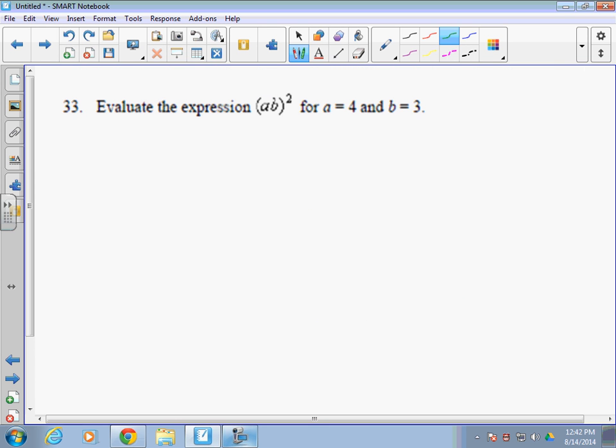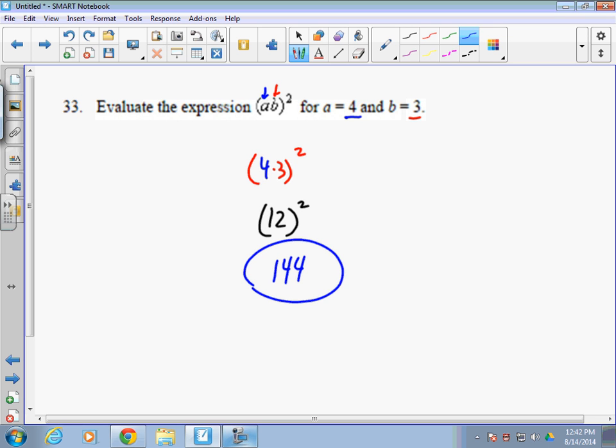Then the last one says to evaluate the expression AB squared. And again, you guys did a little of this yesterday when I wasn't here in only my fifth period. But this will give you a little heads up on what's to come next week. When A's value is 4 and B's value is 3, so 4 times 3, and then square it. We know 4 times 3 is 12, and 12 squared means 12 times 12, which is 144.